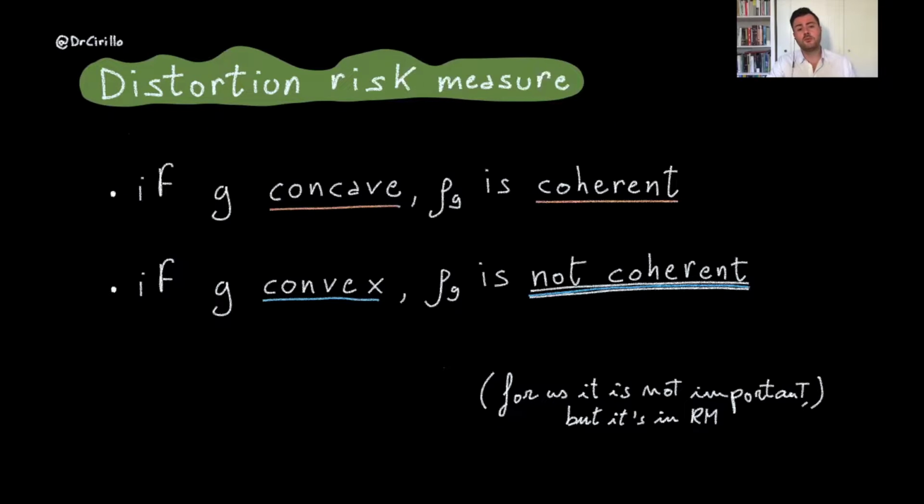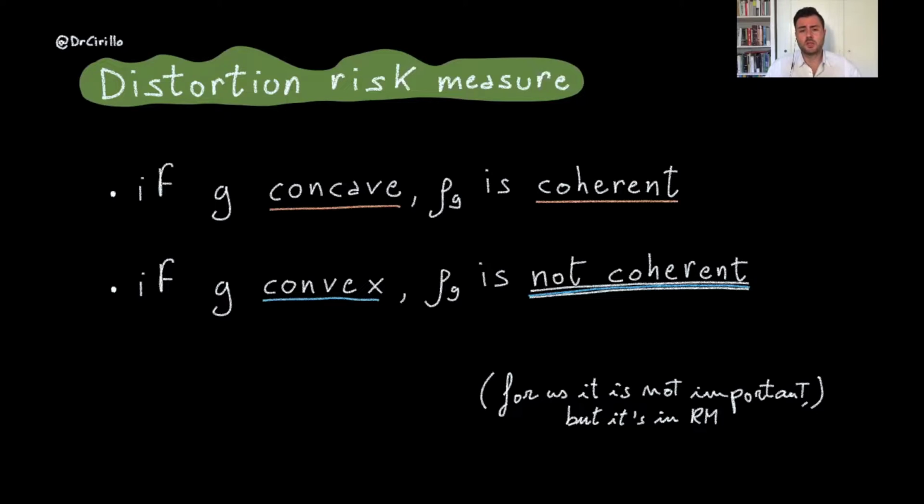Now, why is it interesting to briefly say this? Because if I consider properties of the g function, for example, I know that if g is a concave function, then my risk measure is coherent. If g is convex, conversely, my risk measure is not coherent. These are things that, again, I repeat, for us at this stage, if we have the time, maybe we will say something at the end of the course. But at this stage, they are not fundamental, but it's always nice to know something about these things.